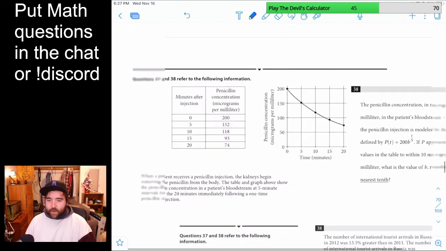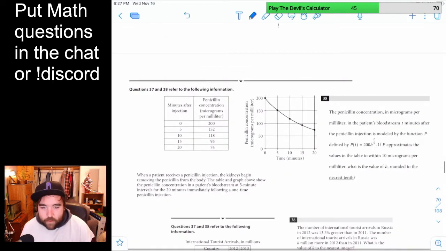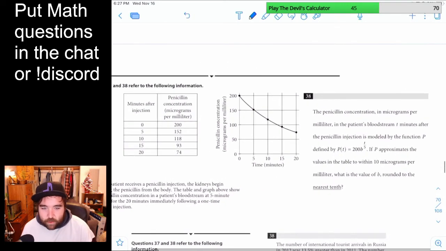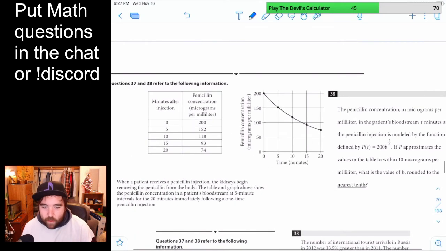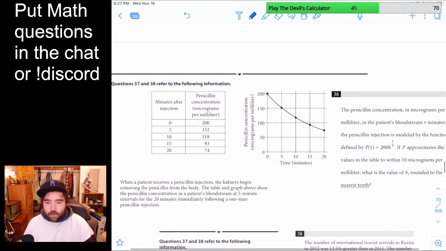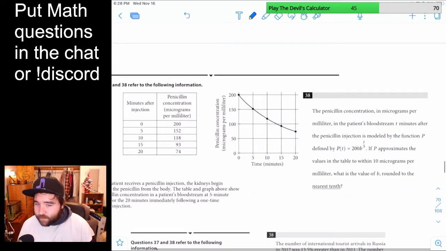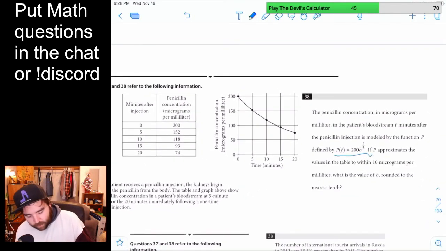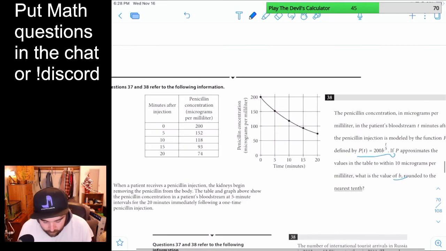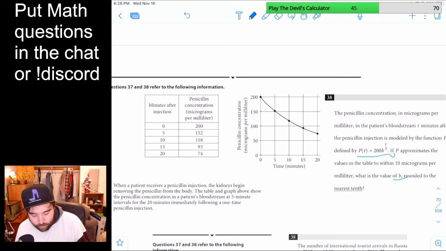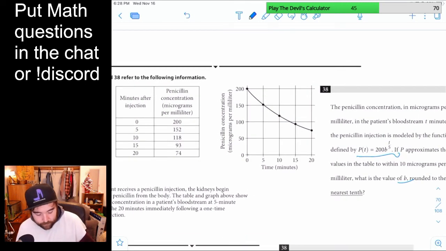All right, last page. The penicillin concentration in micrograms in the patient's bloodstream is given by that equation. P approximates the values within 10 microliters. What is the value of b rounded to the nearest tenth? All right, so we just have to solve for b. Don't let all this stuff confuse you. Notice we really didn't read much of that. We're just looking for the equation and what we're trying to do. And then we're going to use these values over here to plug in and solve for it.